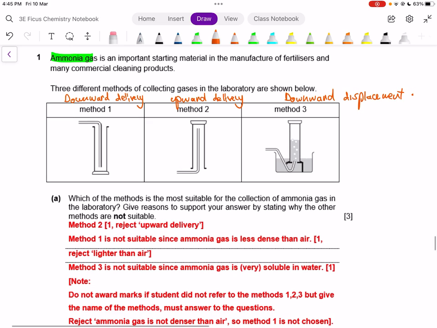Okay, so they are suitable for different types of gases. This one is for those that are more dense. I think some of you are confused. Give me examples of less dense ones. And then also those that are insoluble in water. This one is the less dense one. Then insoluble in water.